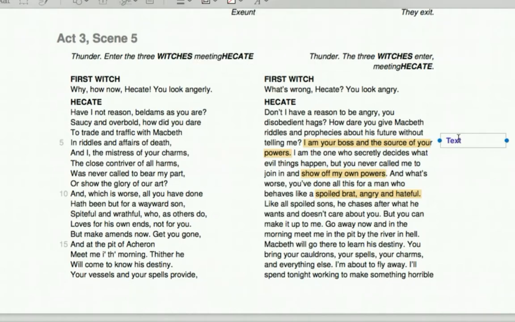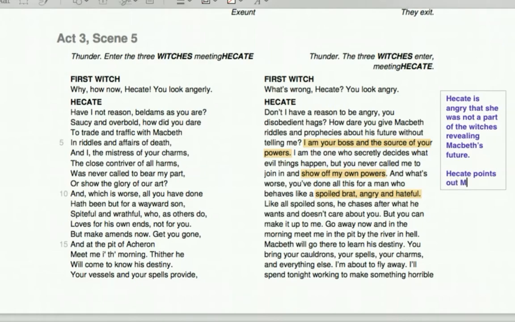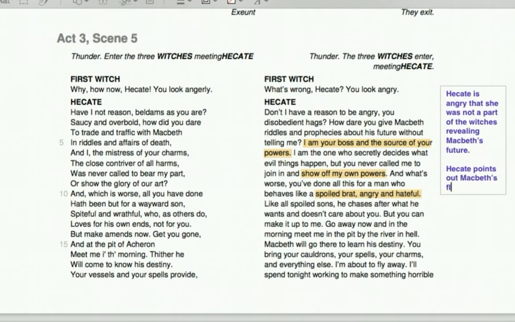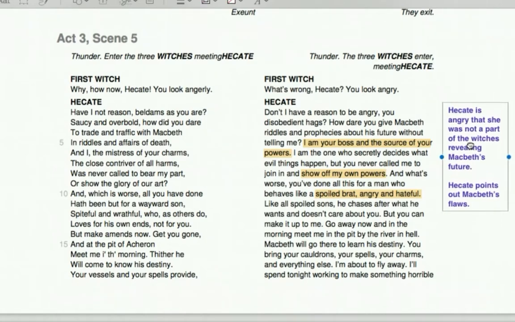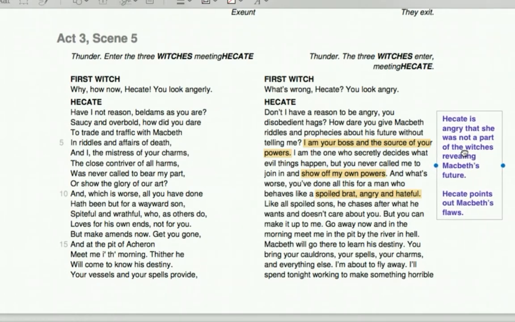Okay. So Hecate is angry that she was not a part of the witches revealing Macbeth's future. And here she points out Macbeth's flaws. So two things that we're making a note of. Okay, so let's continue on. We stopped here at line 9.